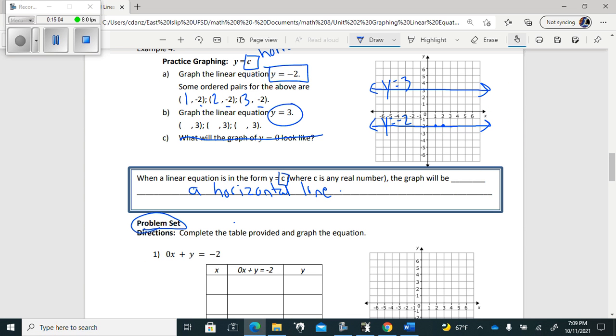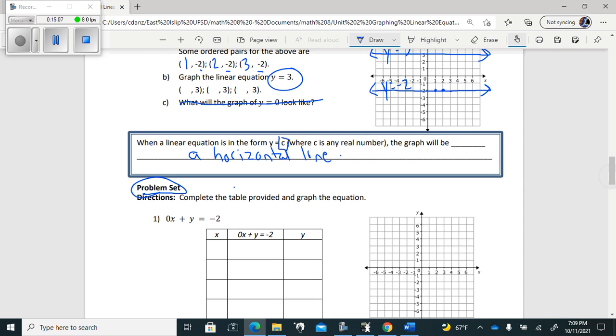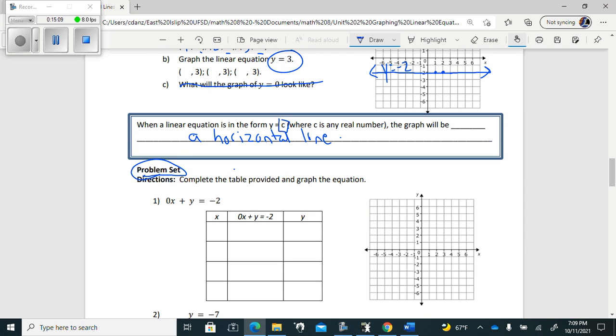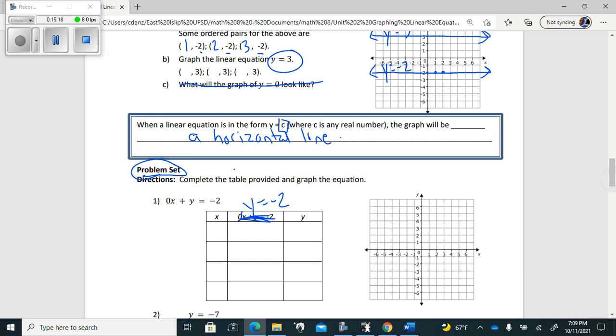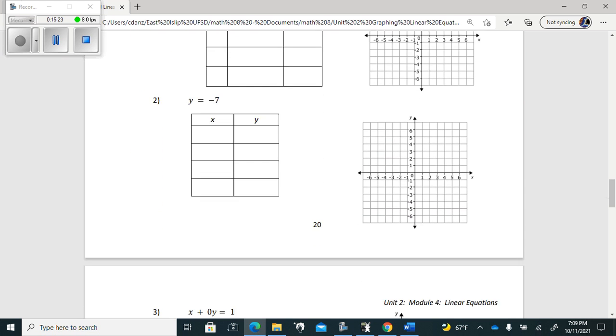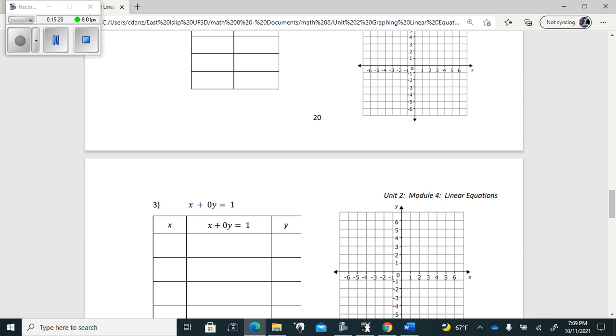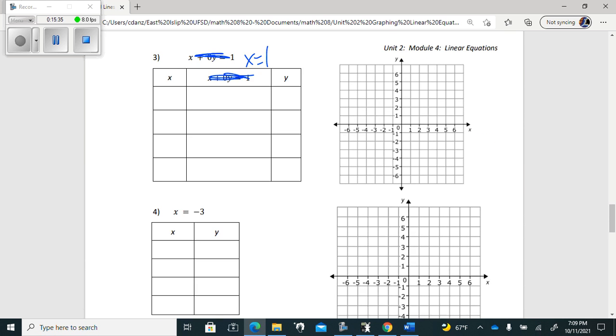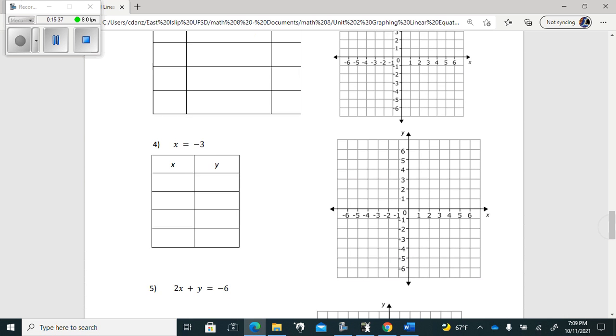We're going to go simplify some of these equations because I don't like how they're written. On your quiz, they'll be written a nice way. I don't like this. I wish it just said y equals -2. Number 2, it's nice. It says y equals -7. Number 3, I want to make it look nicer. I want it to say x equals 1. Number 4 is nice. It already says x equals -3.